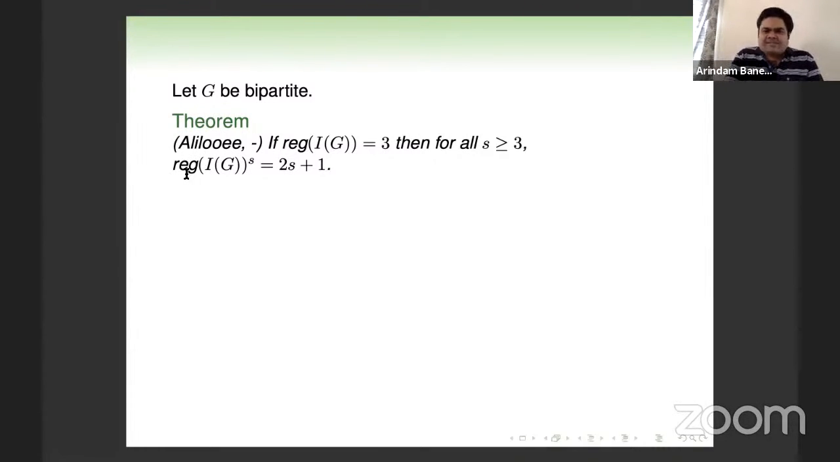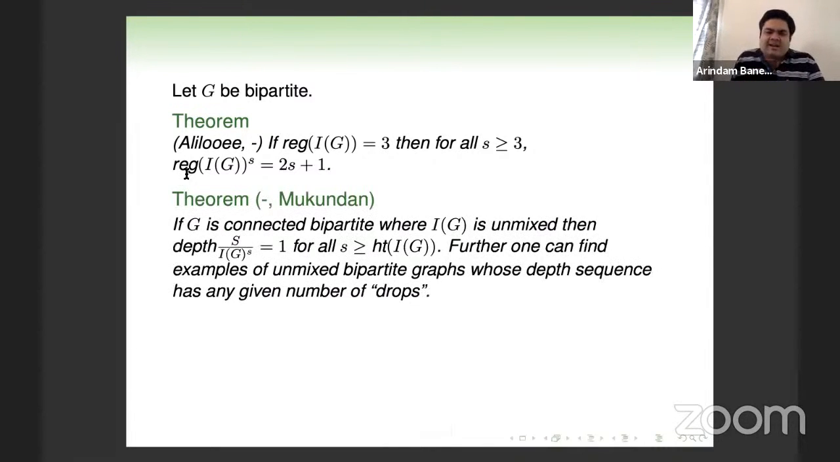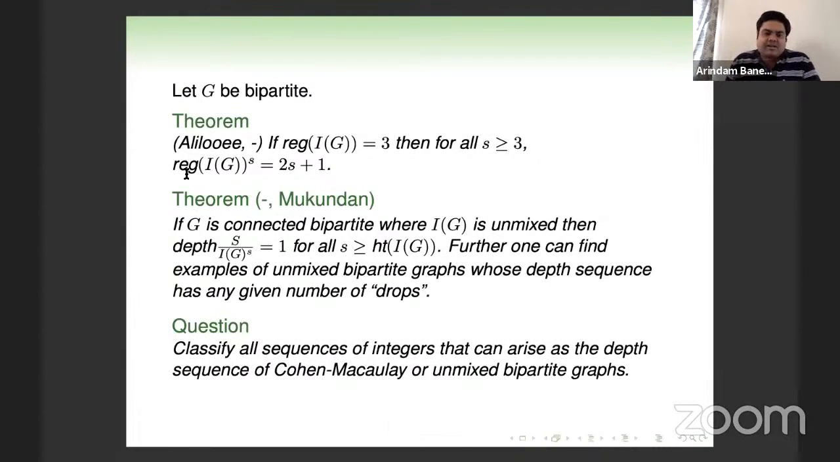Also for bipartite graphs, there is another nice thing called depth. If the graph is unmixed, by that I mean essentially that all minimum vertex covers have the same size, then one can nicely characterize this so-called depth, which is basically an invariant related to the length of the resolution. One can get a pretty nice characterization of that. I also mentioned Cohen-Macaulay and unmixed. So one interesting question is whether one can classify all such things.